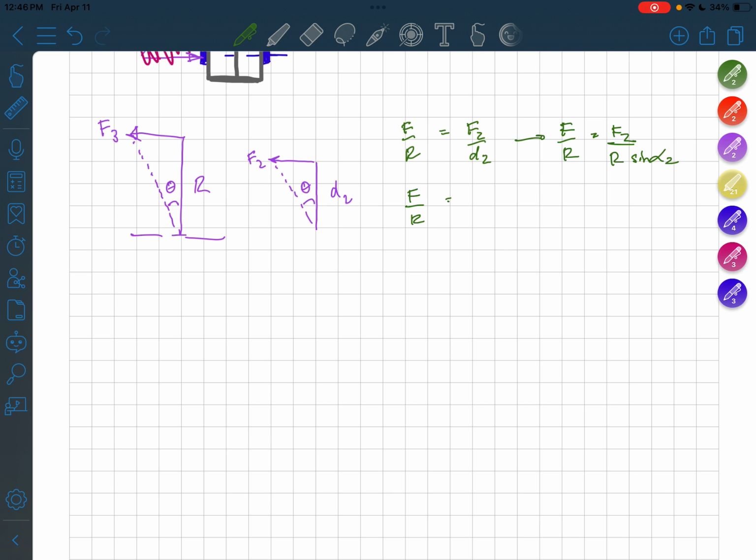F over R, F2 D2 over R sine of 60, plugging in for alpha 2. We're going to rewrite again, but in terms of F2. F2 is equal to F times R sine of 60 over R. R's cancel. F2 is equal to F sine of 60. The same concept applies to F1. We could say F1 is equal to F sine alpha 1 is equal to F sine of 30. Again, I'm going to leave these unsolved for right now.